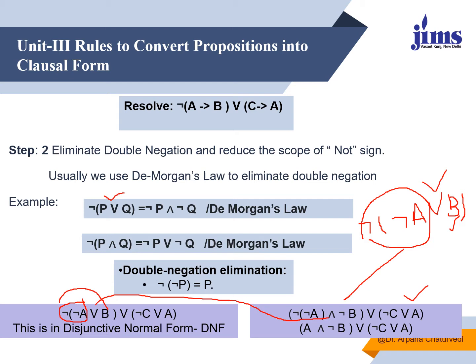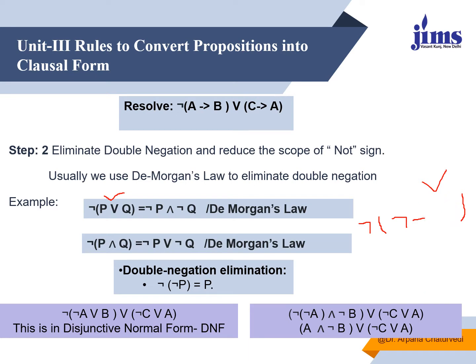Now the second job which we have to do is to remove the double negation symbol. So we know that if anywhere we find double negation, the negation will get cancelled with the negation only, and the original proposition will get back. Like over here, not will get cancelled with not, and we are left with A. So we are writing A and not B or not C or A. Now this is step 2, where we have removed the double negation symbol.